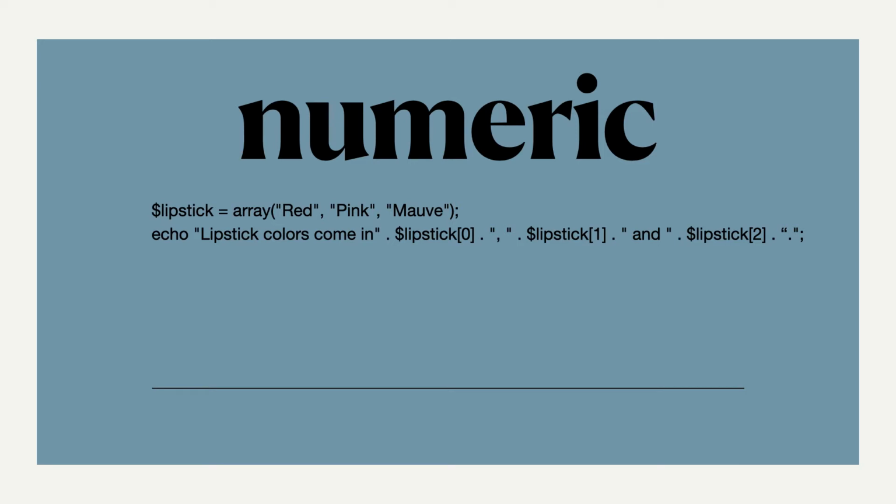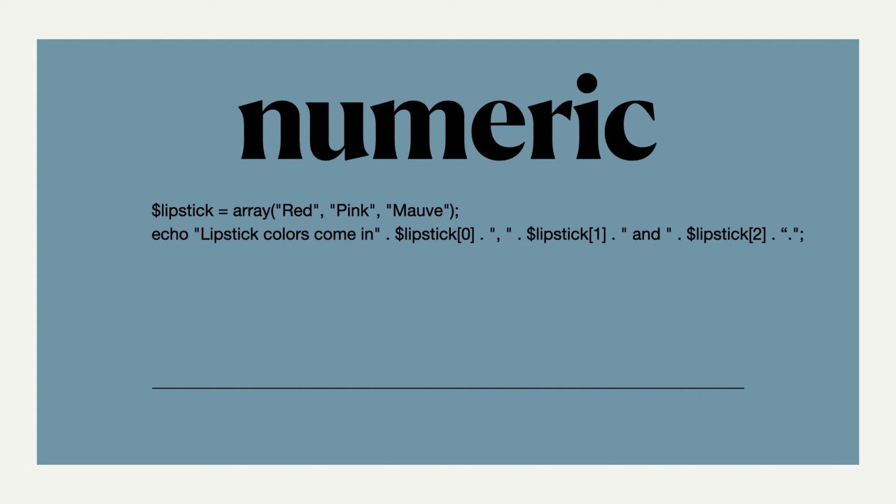In this example, each value or color is assigned a number, which is its index number. Notice that the first color, red, is assigned the index number 0. When you want to access any of the lipsticks in the list, you can simply type echo, then any output text you'd like the viewer to see in double quotation marks, followed by a concatenation dot, and the variable with an index number surrounded by brackets.